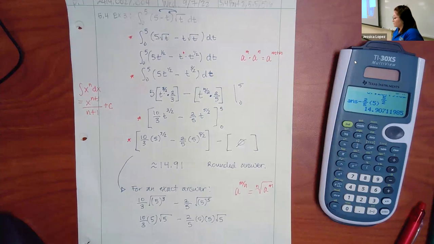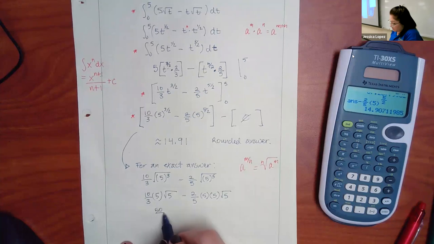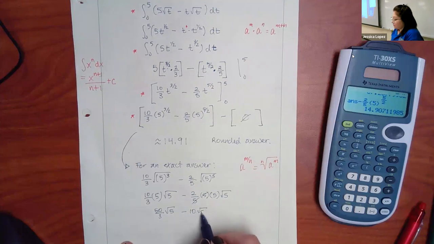Again, these are all of our radical expression rules. So this would give me 50/3 square root of 5. That would cancel one of them, but then I'd have 10 square root of 5.